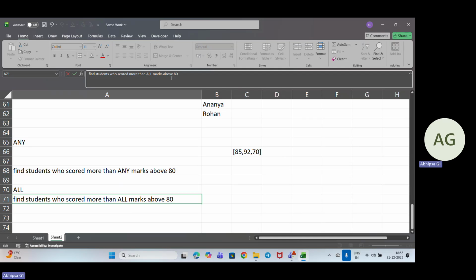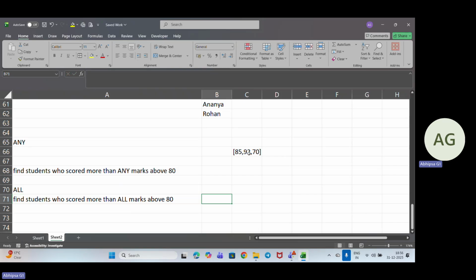Okay, all marks that are above 80, that we need to find out. So what we need to find out must be greater than all of them, right? It must be greater than. So only here 92 is actually satisfying it. 92 would be greater than 70, 85 would be greater, and 92 would be greater than 85, but the highest one is coming down as 92.